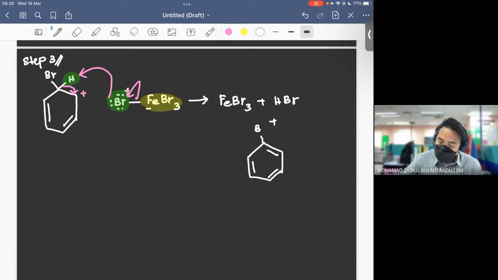So dah terhasil lah produk yang kita nak. Inilah produk yang kita nak. So catalyst regenerate balik. HBr our side product. This is the main product that we want. Okay. Okay tak ni? Boleh tak?